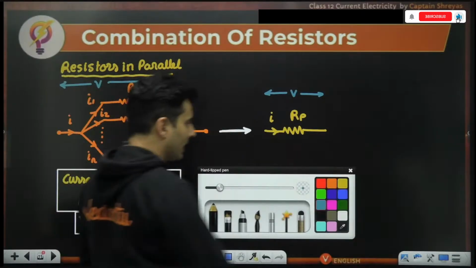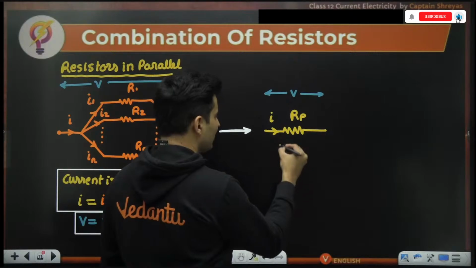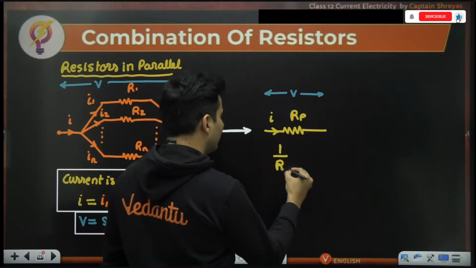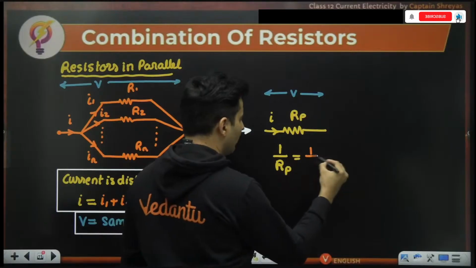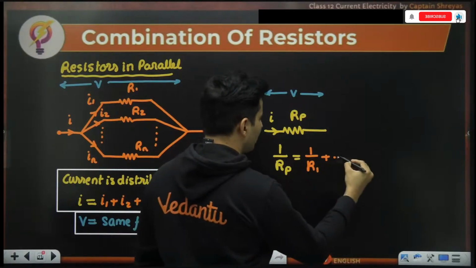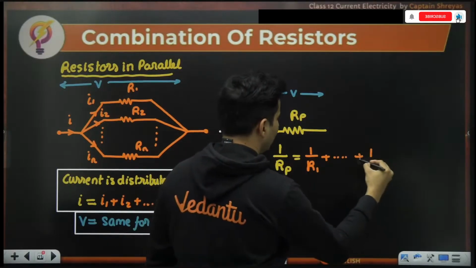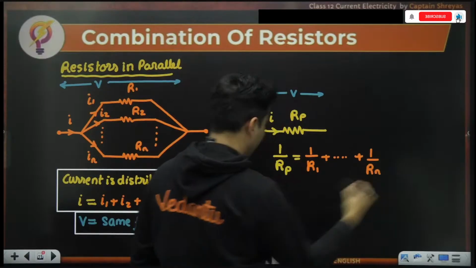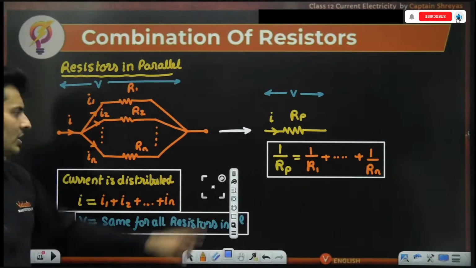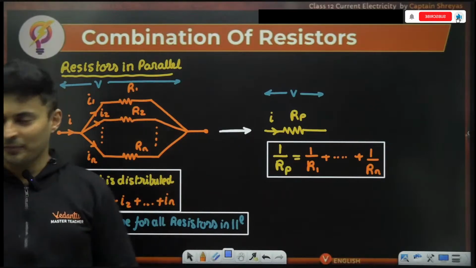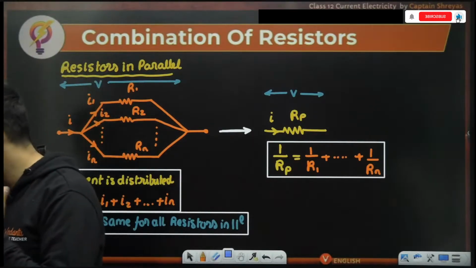What about the equivalent resistance? Well, you use the reciprocal formula. You add the reciprocals of the resistance, not the resistors itself. So 1 by Rp will be 1 by R1 plus 1 by R2, like that till 1 by Rn. So you add the reciprocals in this case, right? So this is the formula for the same. Everyone till this point absolutely clear?